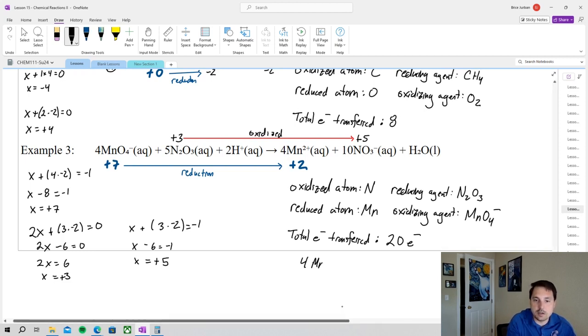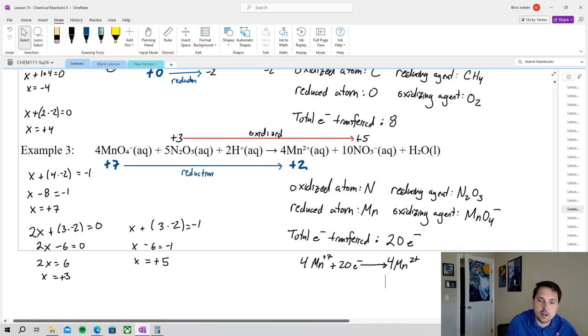So 4 manganese go from +7 to a 2+ state like this. I'm not quite sure that's a proper way of writing it, but I'm going to do it that way. So we can see here we need 20 electrons to fully reduce the manganese to this 2+ state for this balanced reaction.